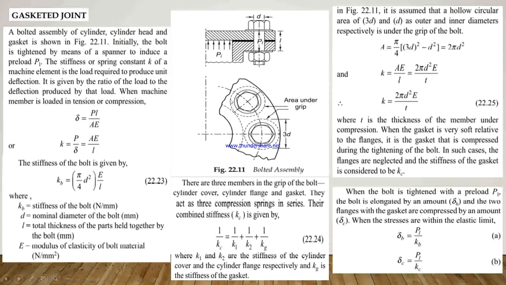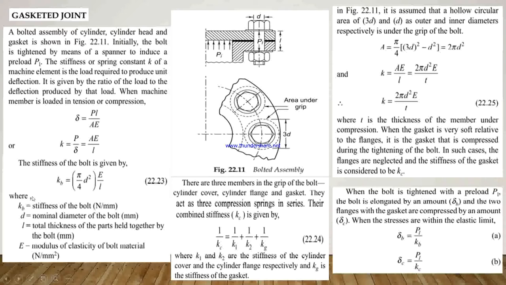The stiffness or spring constant K of a machine element is the load required to produce unit deflection. Here, the ratio of the load to the deflection produced by the load is given. When the machine member is loaded in tension or in compression, deflection delta is equal to PL divided by AE, and stiffness K is equal to P divided by delta, which is equal to AE divided by L. Here the stiffness of the bolt is given by KB is equal to pi by 4 d square, that is the area of the bolt, times E divided by L.